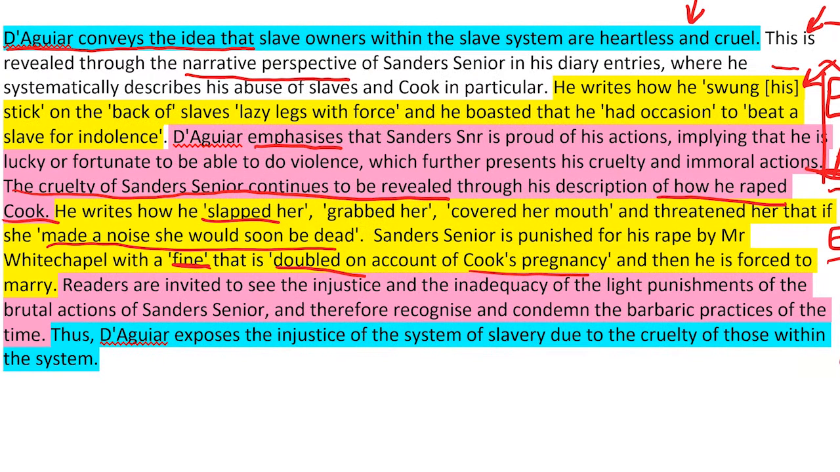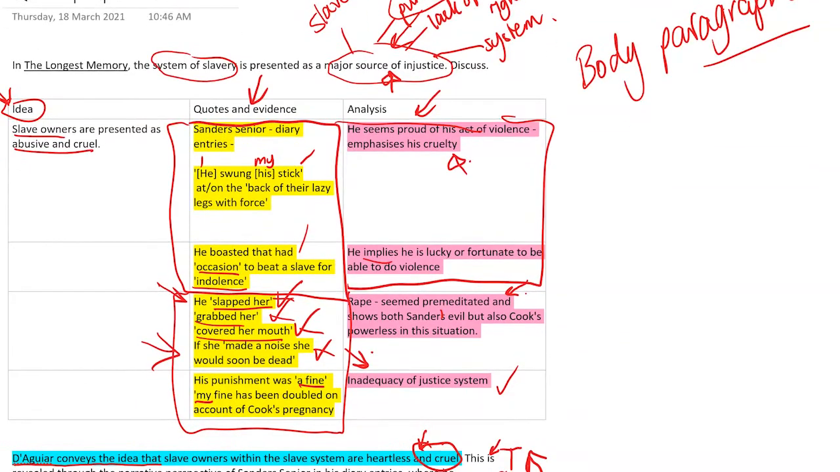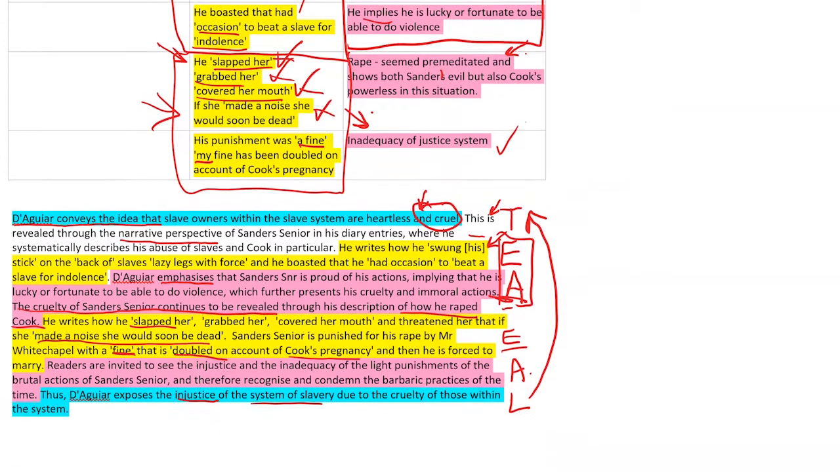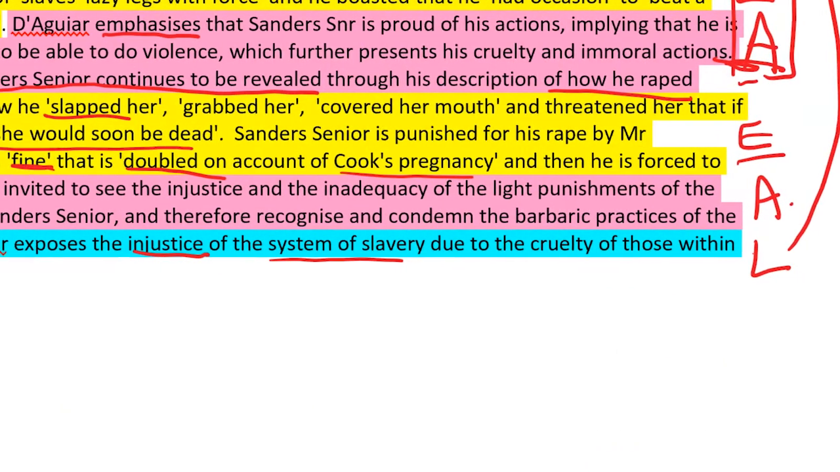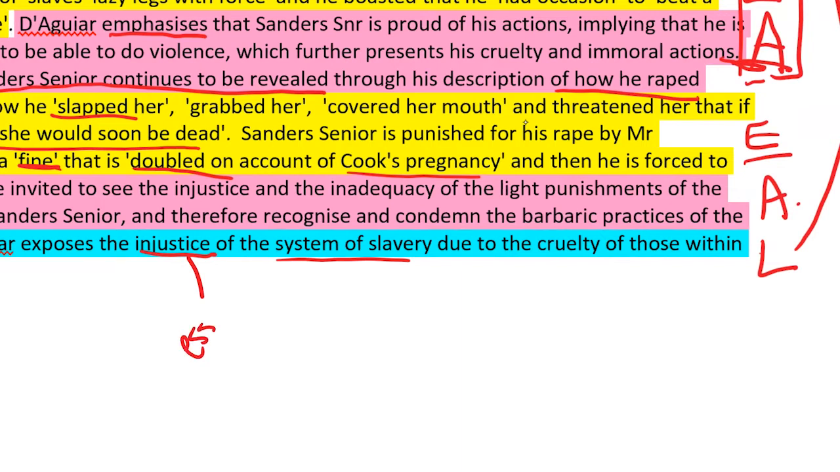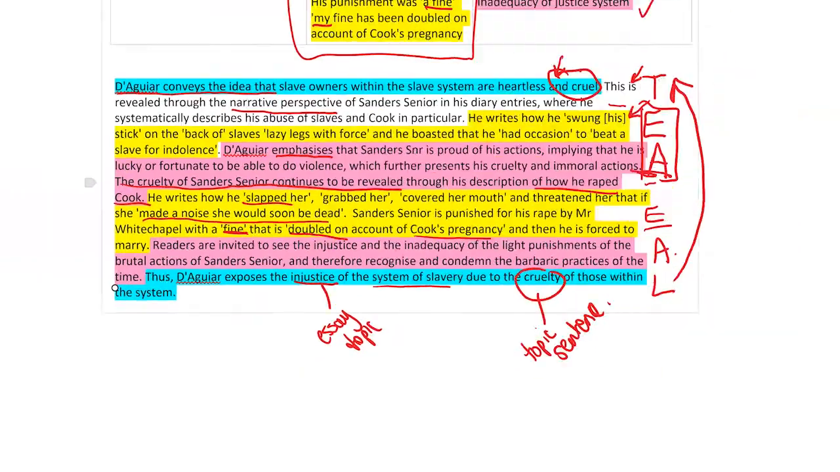So my link is thus, Dubois exposes the injustice of the system of slavery due to the cruelty of those within the system. So cruelty is from my topic sentence, and injustice is from my essay topic here. And so I complete my link with both the ideas from the essay topic and the topic sentence. And that finishes off the paragraph.